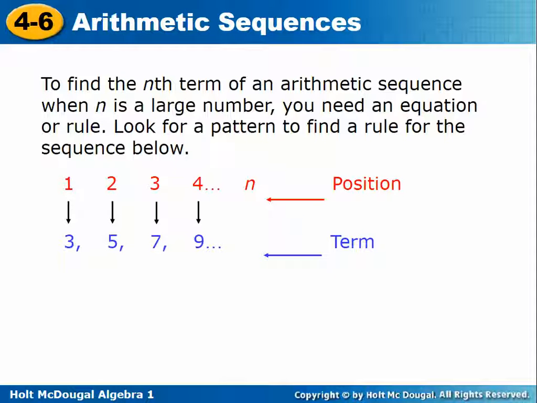So in this pattern here, we have the first term is in position 1, and it's 3. And then in position 2 we have 5, and in position 3 we have 7, and in position 4 we have 9. So we would write those term numbers as a sub 1, a sub 2, a sub 3, a sub 4, and then for the nth position we just write a sub n.